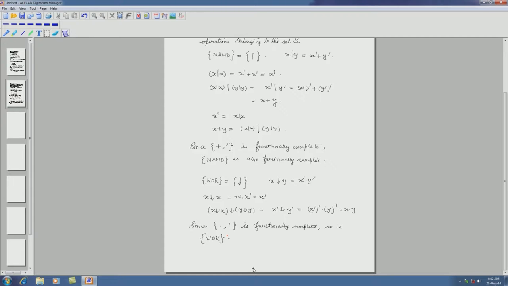So, the basic strategy of proving such results is that when we are given a set of operations and asked to show whether that set is functionally complete or not, somehow we should try to write plus and complement or dot and complement in terms of those operations. If we can do that, then it is direct that the original set is functionally complete.